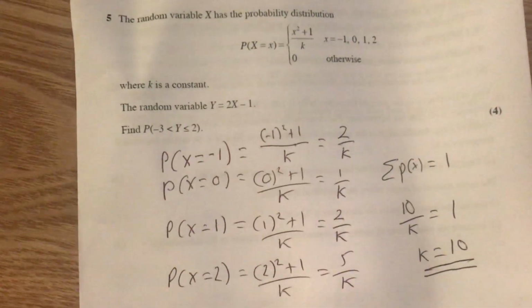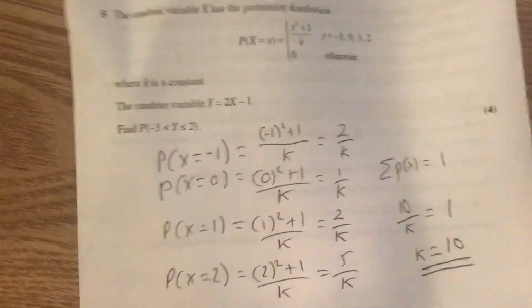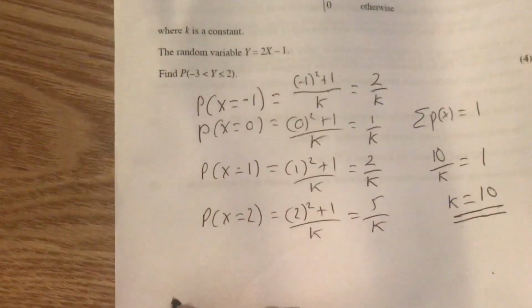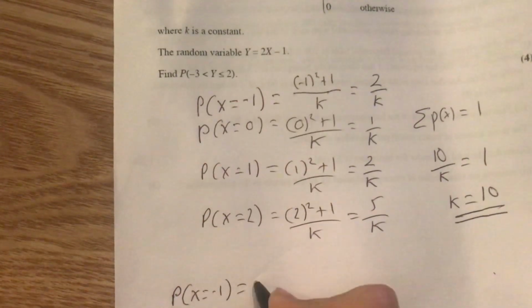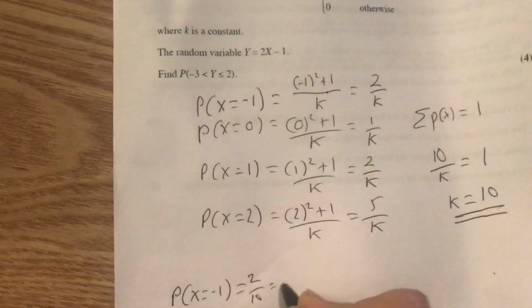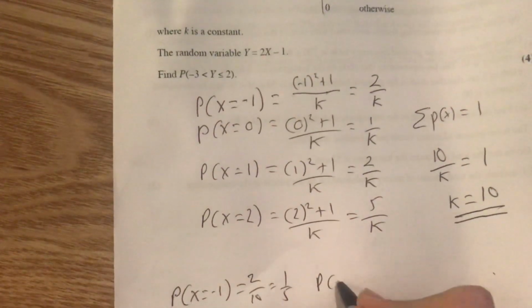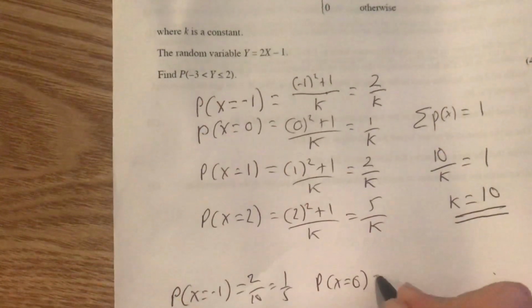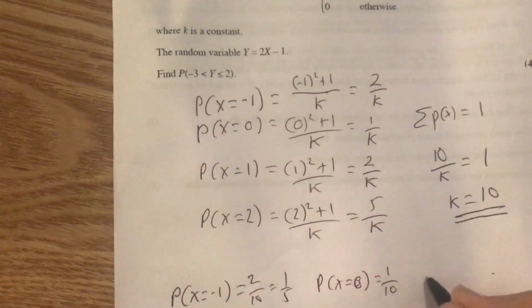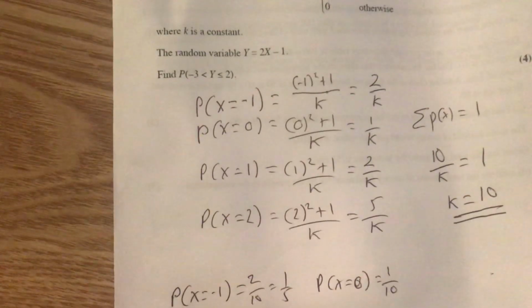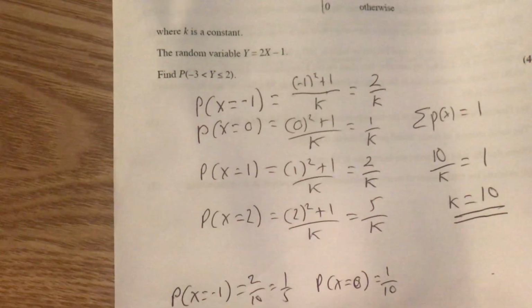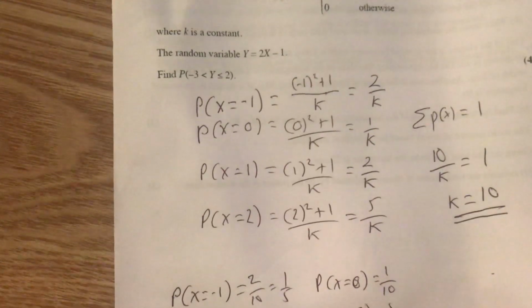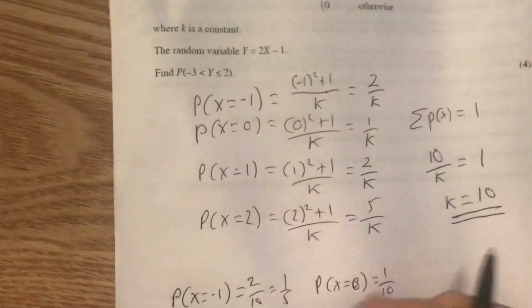We can then give the probabilities of these values as actual numbers. So we could say, well, the probability that x is -1 is going to be 2/10 or a fifth. Probability that x equals 0 is 1 over 10. Probability that x equals 1 would be 2/10, that's a fifth. And the probability that x equals 2 is 5/10, or if you like, a half.